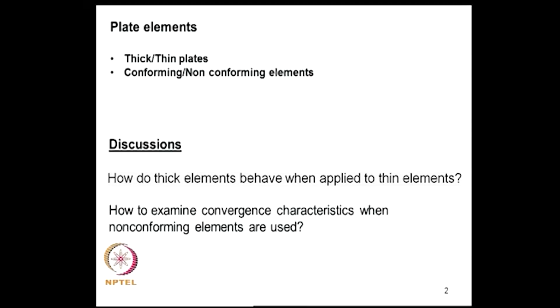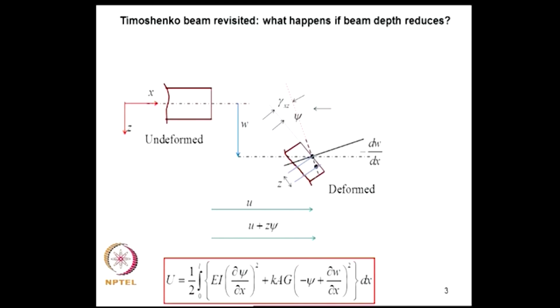Now two questions I would like to raise. First question is, how do thick elements behave when used for thin elements? Then how to examine convergence characteristics when non-conforming elements are used? Both these questions are widely discussed in the literature. So I will just give some broad indications on what the issues are and how some of the difficulties can be resolved. To enable this discussion, we will revisit the problem of the Timoshenko beam. So we ask the question, what happens if beam depth reduces?